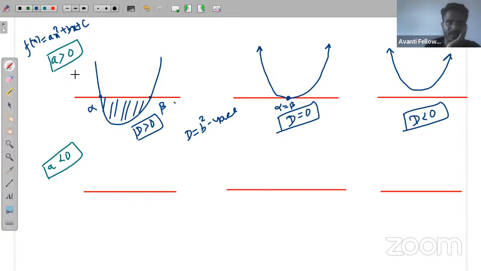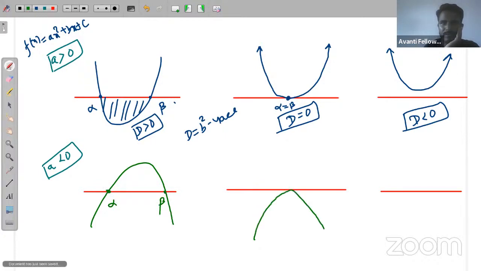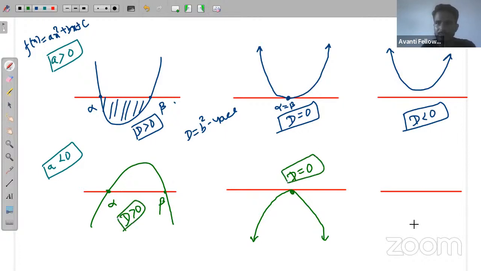Similarly, it's the opposite of it. If a is less than 0, there will be 3 different graphs that look like this. It will be like this: downward facing parabola, alpha comma beta will be here. Okay, and it will be like this again. Sorry, the graph is inappropriate, not looking like a parabola, but you can see the shape. The main agenda is to know the shape. D is equal to 0 here, and this is D greater than 0. Okay, and the last one, that is D less than 0.